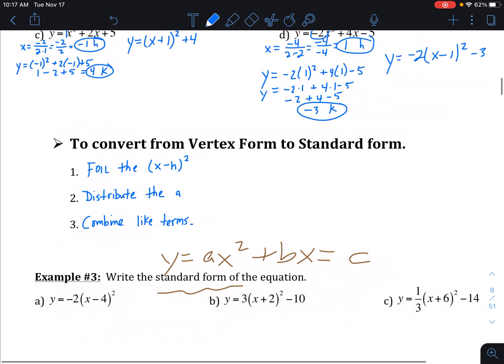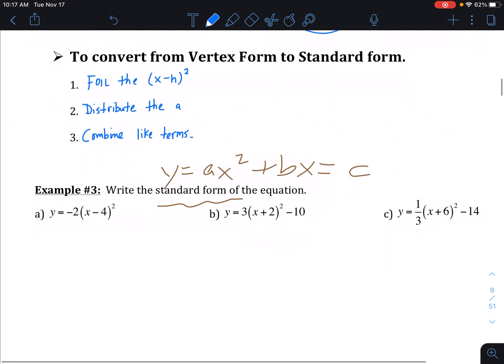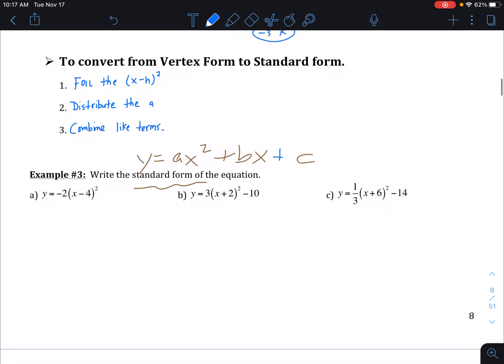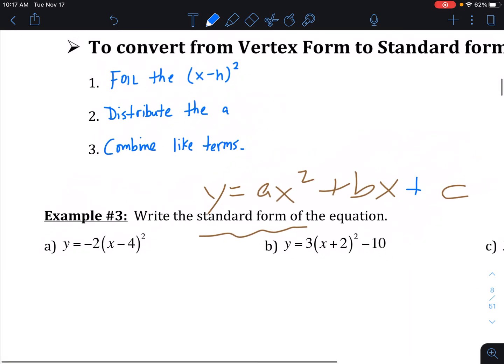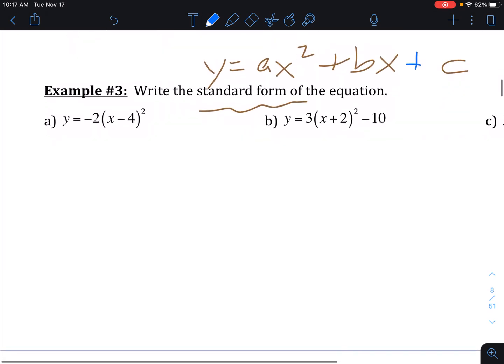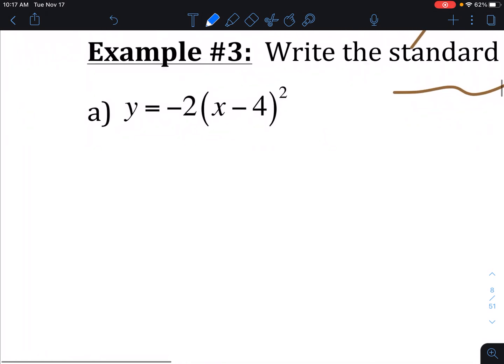All right, now we're going to do the reverse. We're going to start with vertex form, but we're going to convert to standard form, which is ax squared plus bx, and that should say plus c, not equals c. Plus c. All right, there are the steps. We're going to FOIL, distribute the a, and then combine like terms to write it in standard form. Pretty straightforward stuff here. So whatever that parentheses squared is, we write that parentheses twice.